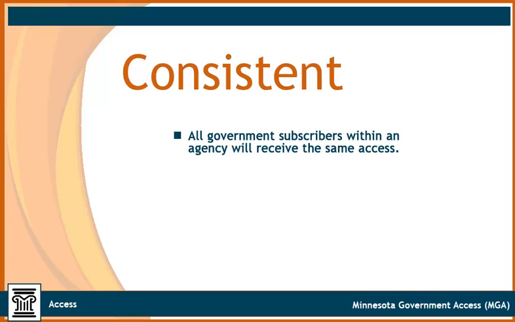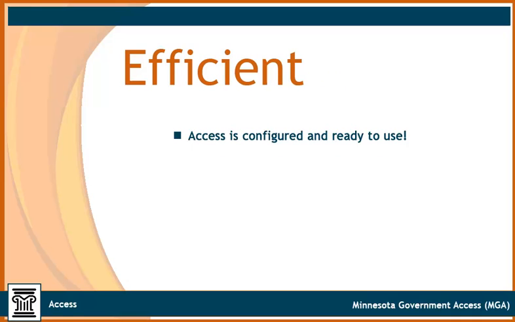For example, a St. Paul police officer will receive the same access as a Duluth City police officer. A probation agent in Morrison County will receive the same access as a probation agent in Olmsted County. County attorneys will receive the same access statewide. Access is already configured in the MGA application and ready for you to use.